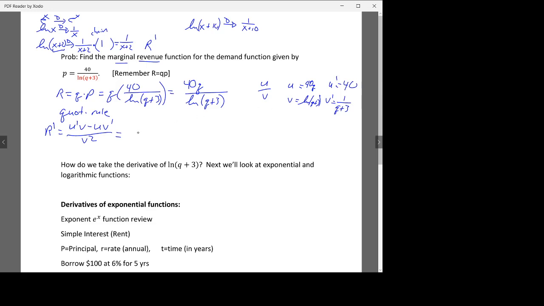So u prime is 40. V is natural log of q plus 3. I didn't say it would be a pretty expression. Minus 40q times v prime, which is 1 over q plus 3. All over v squared, so natural log of q plus 3 squared. And I'm done with that one. We can play with that if we want some other time.